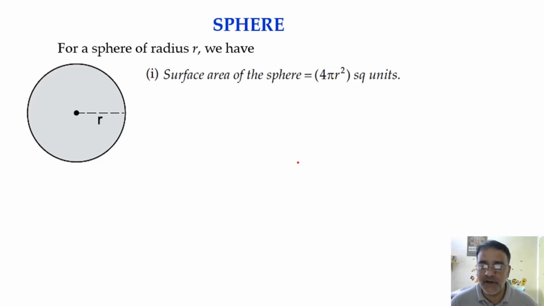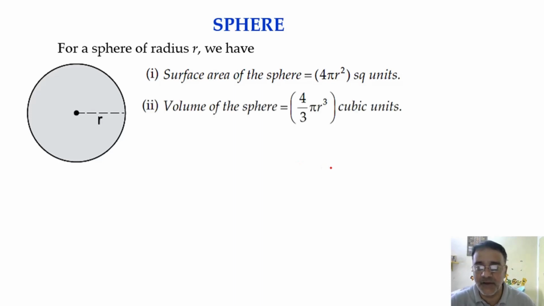Okay, and what is the volume of sphere? 4 by 3 pi r cube. Right, 4 by 3 pi r cube. So these are the two formulas for sphere. Now let us recapitulate the formula of hemisphere.